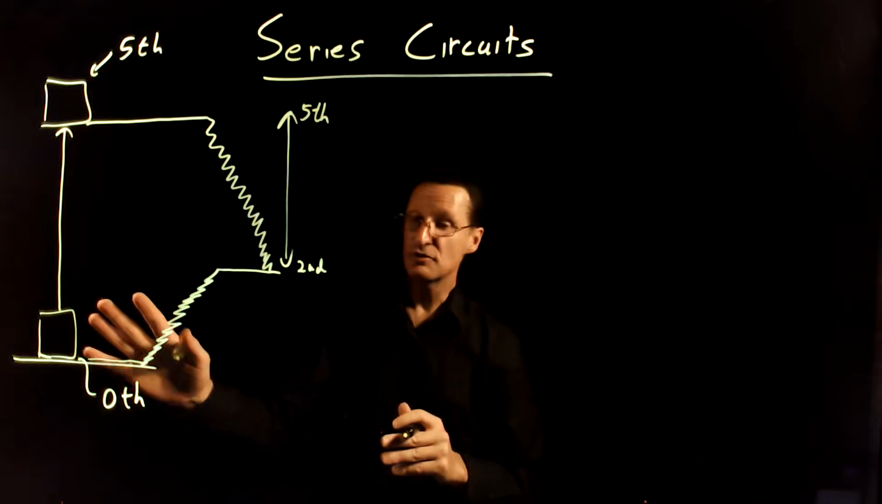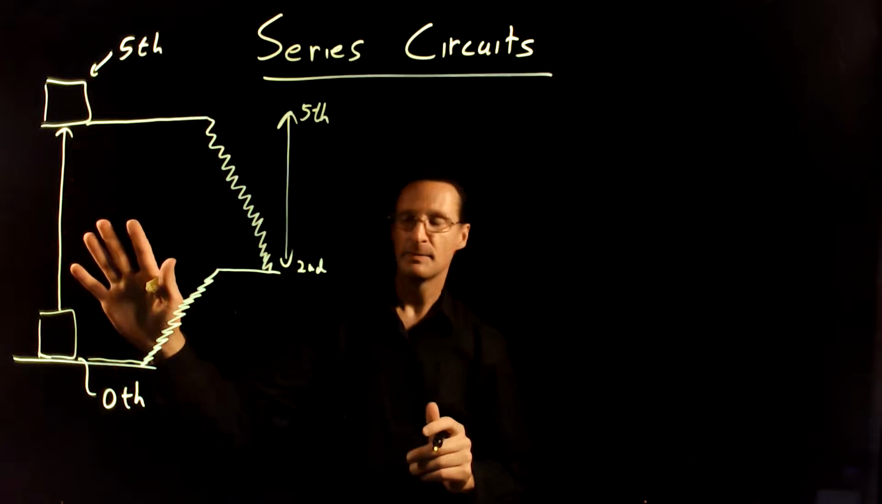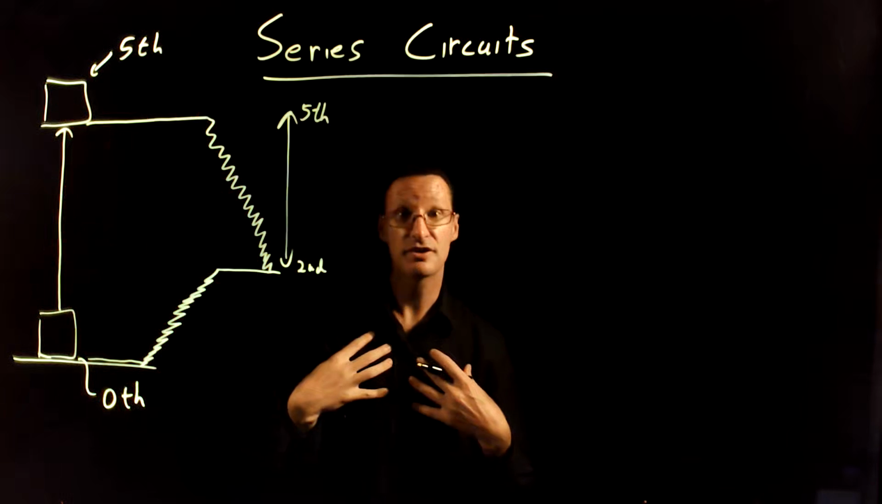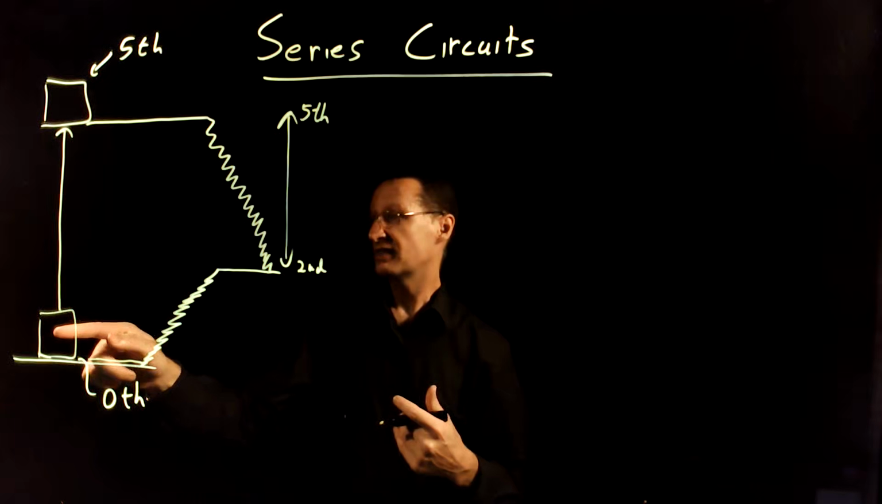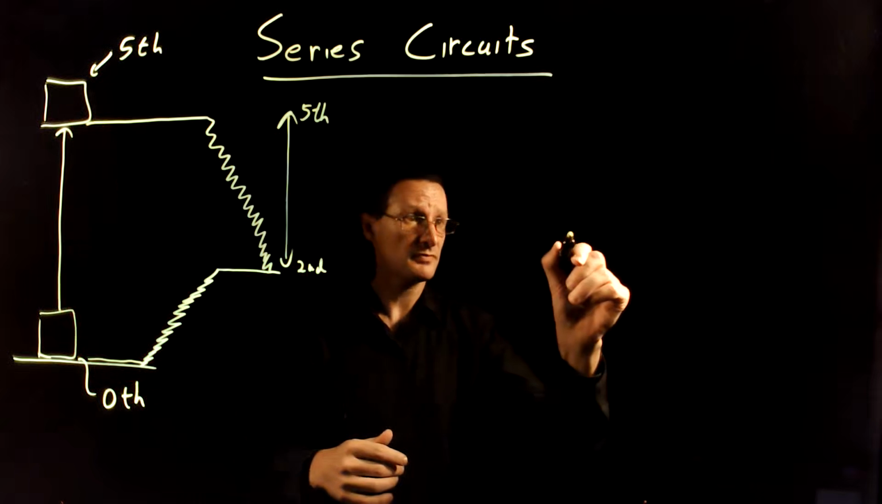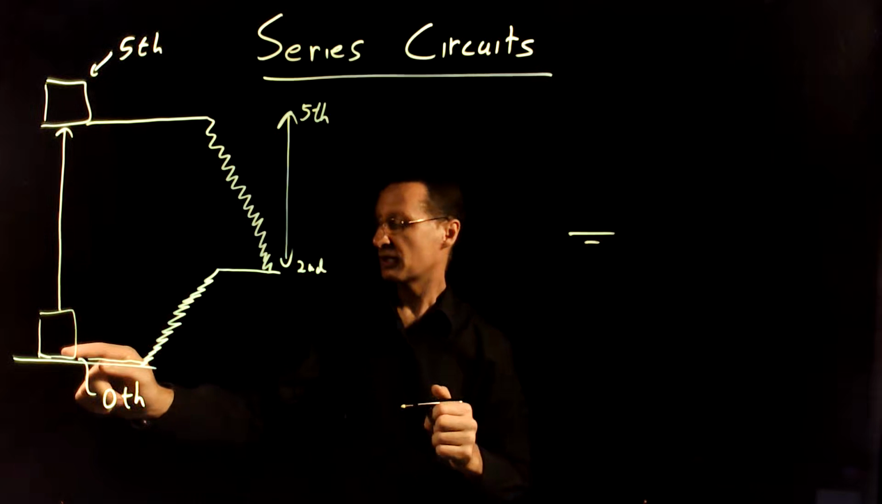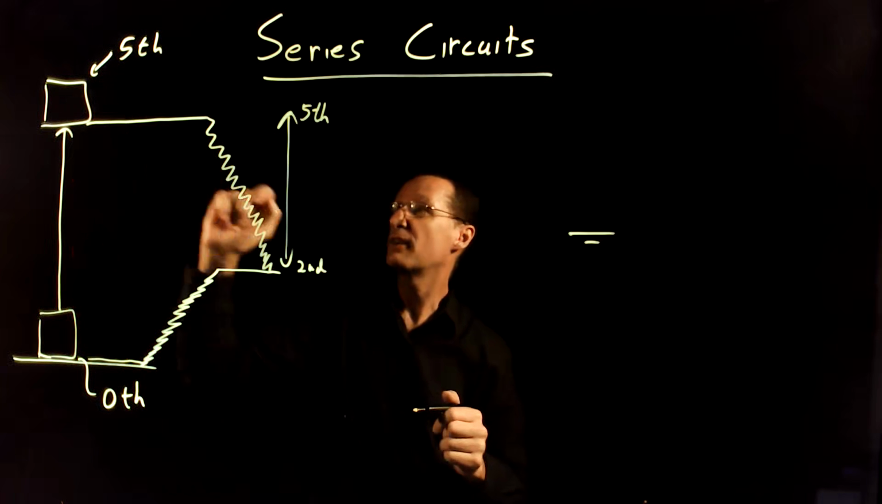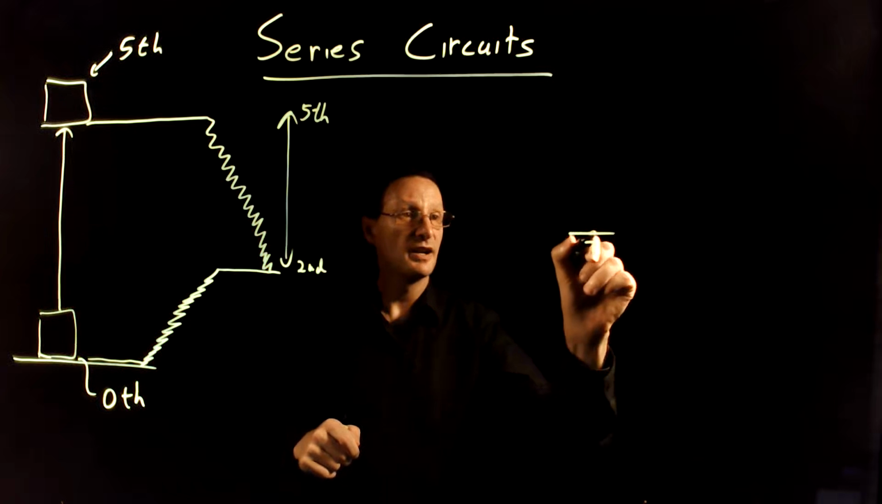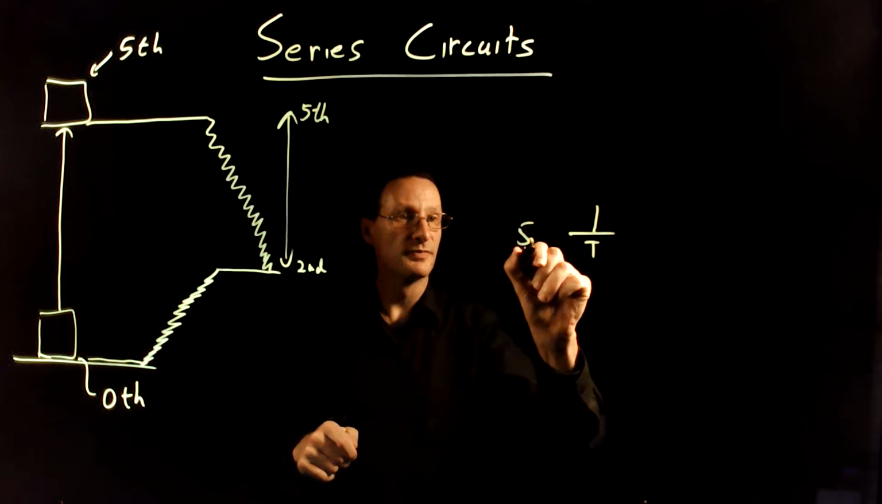Okay, I'm going to draw the analogous circuit to this. So what is the device that increases a charge? You're the charge. What is the device that increases a charge's potential energy? Well, that's a battery, right? And so here we've increased it from 0 to 5 floors. So I'm going to go from 0 volts up to 5 volts.